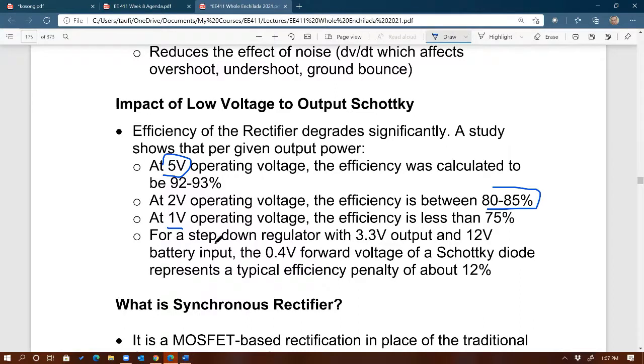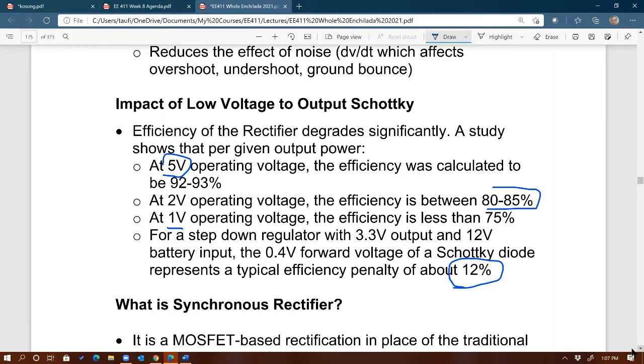And here's another example I got from one of the articles that I read a long time ago. For a step-down regulator with 3.3 volt output and 12 volt battery input, the 0.4 volt forward voltage of a Schottky represents a typical efficiency penalty of 12%. That's big, right? 12%, that means you're starting with 88% efficiency for the entire DC to DC converter, right? The 12% comes only from the diode, and that is not good, right? So you've got to do something different here.